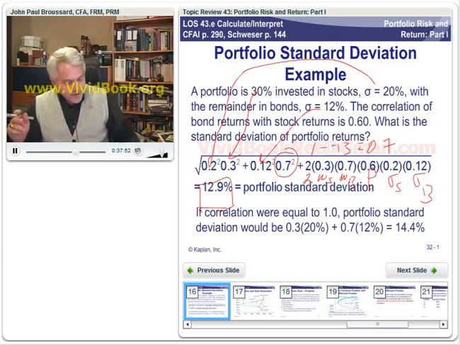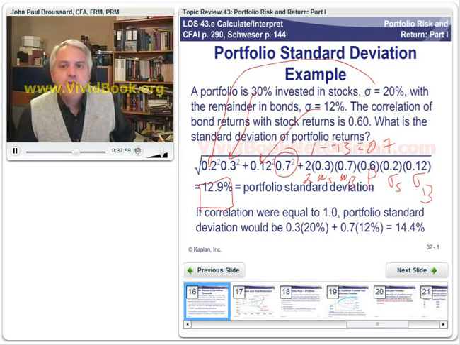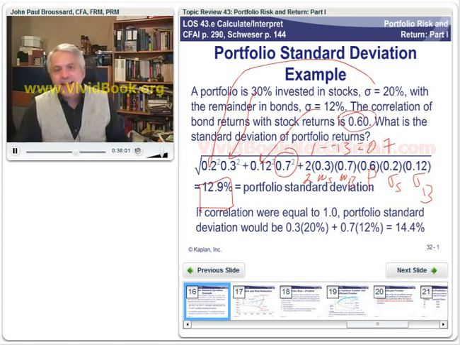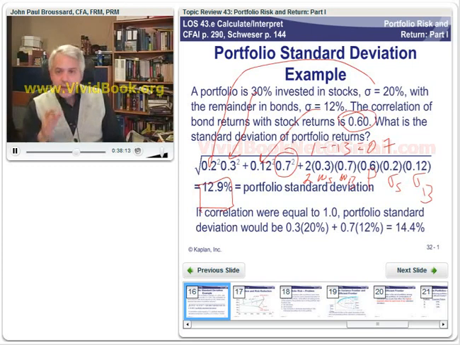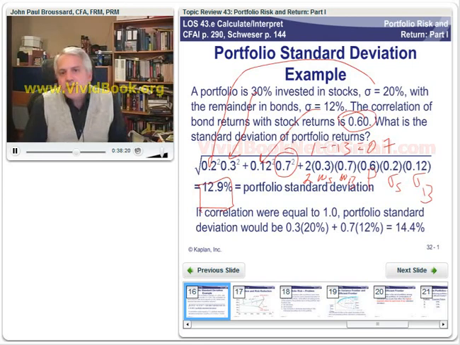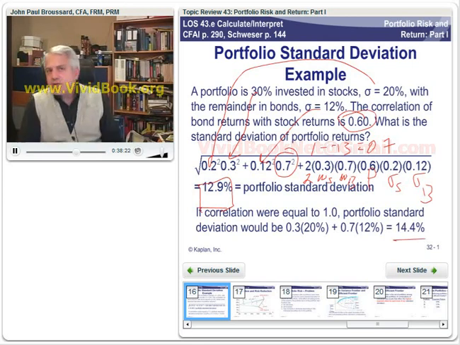One of the things that you should recognize is, what is the correlation here? The correlation is 0.6. It's less than perfect positive correlation, right? I mean, it's less than positive 1.0, which stands for perfect positive correlation. Okay? If the stocks and bonds were perfectly positively correlated, you would see a standard deviation of the portfolio of 14.4%.